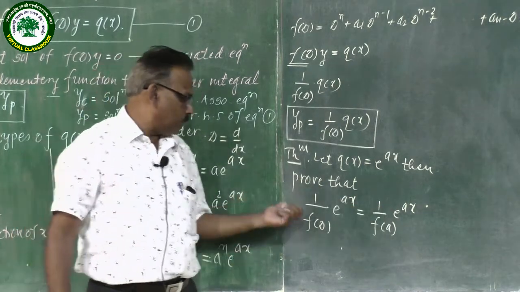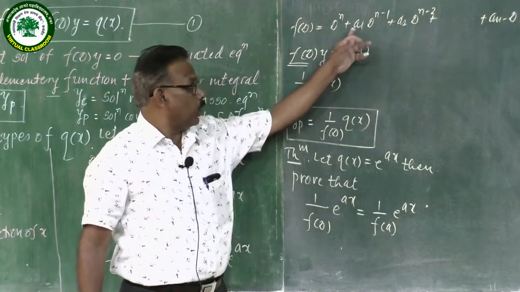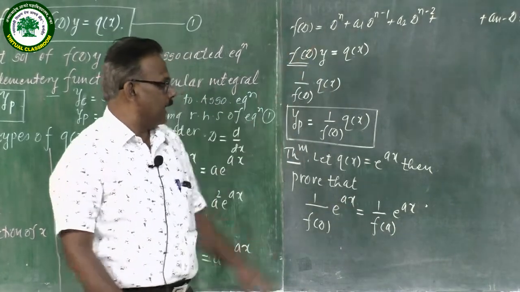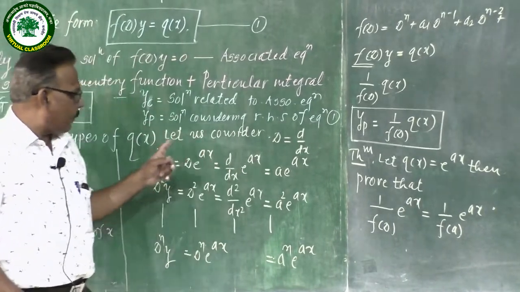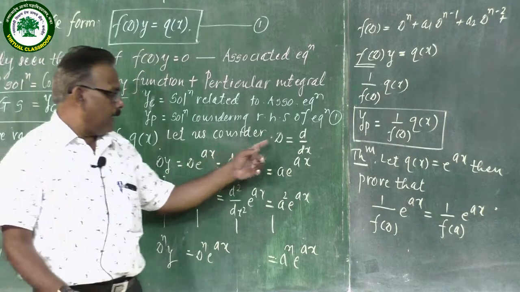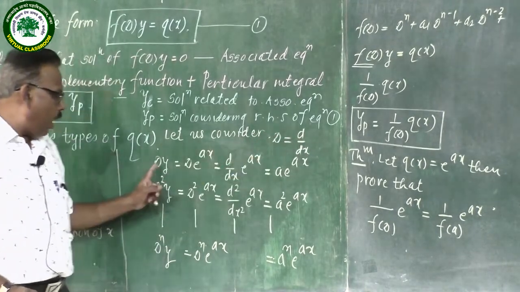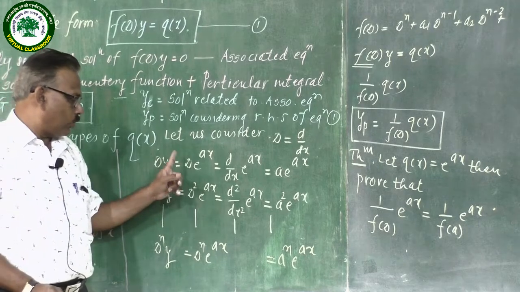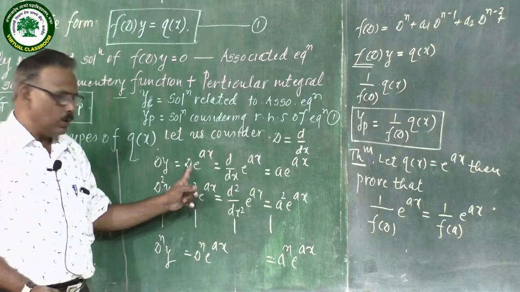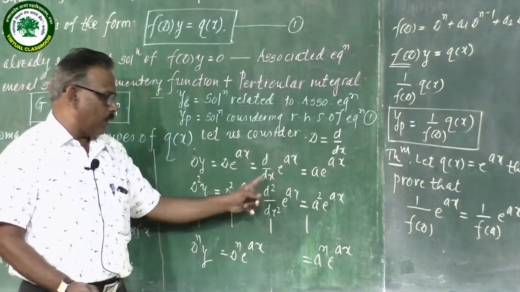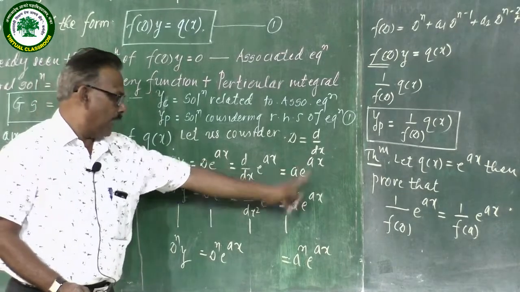To find the proof of this result, you have to take the polynomial in D as it is. Before that, we are taking D as an operator. Try to understand: D is equal to d by dx. While you are operating D on y, which is equal to e raised to ax, D means derivative. Differentiating e raised to ax once, d by dx of e raised to ax is equal to a into e raised to ax.